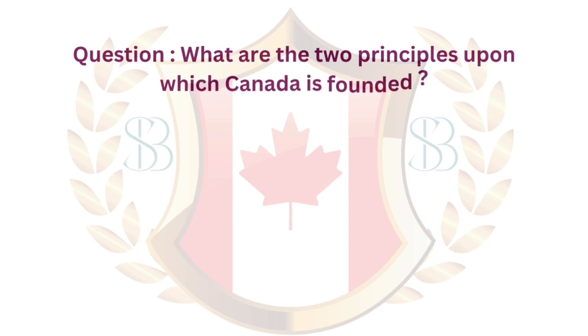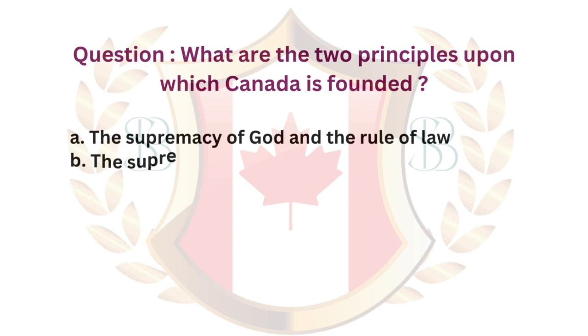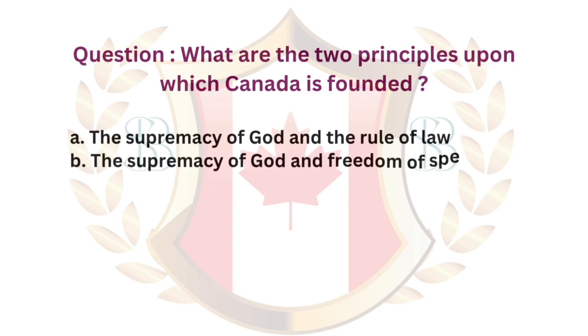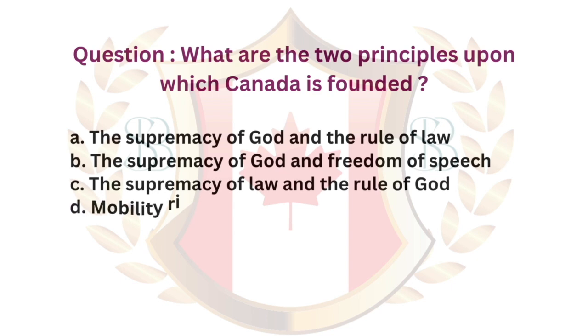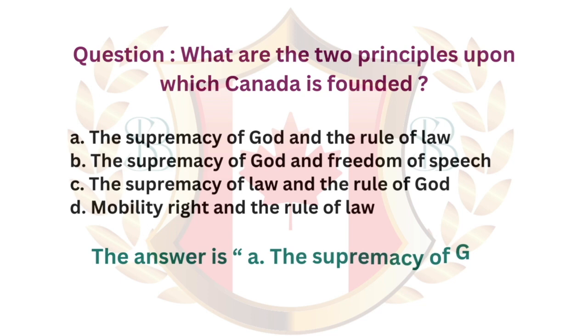Question. What are the two principles upon which Canada is founded? A. The supremacy of God and the rule of law. B. The supremacy of God and freedom of speech. C. The supremacy of law and the rule of God. D. Mobility rights and the rule of law. The answer is A. The supremacy of God and the rule of law.